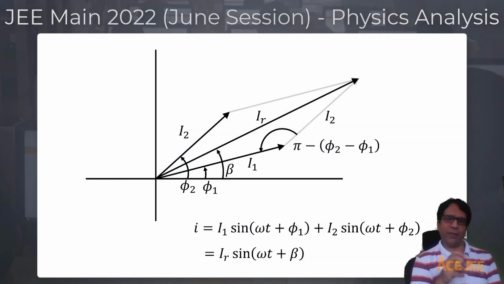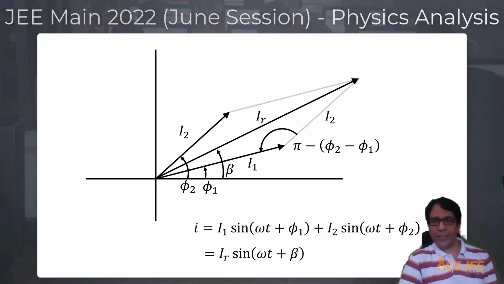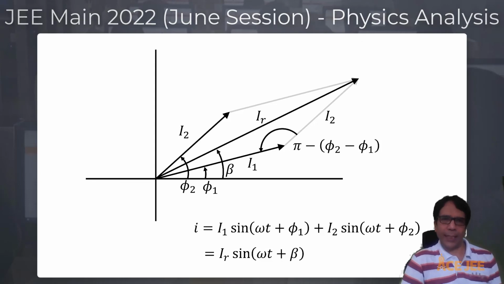Now in the next one, given the expression for I, you had to determine the time at which the current reaches a certain value. So make sure you revisit your concepts on the alternating current.